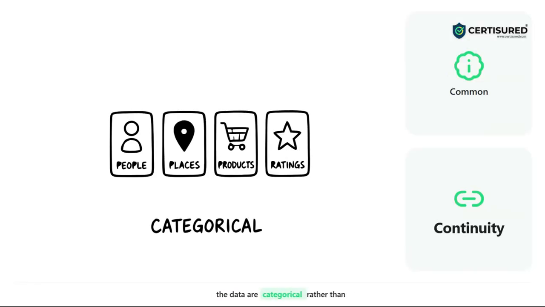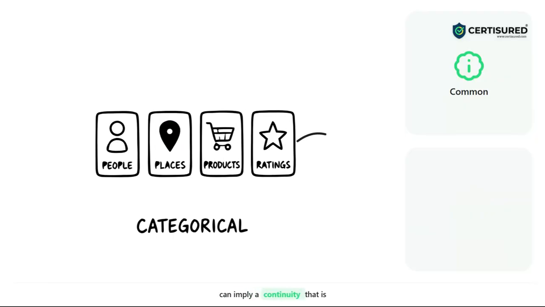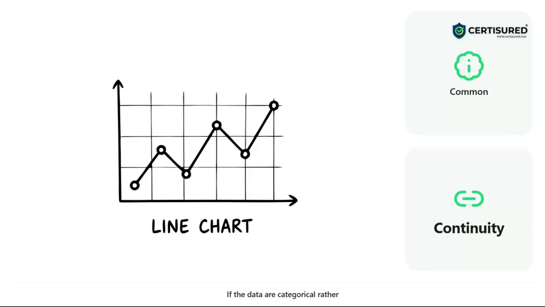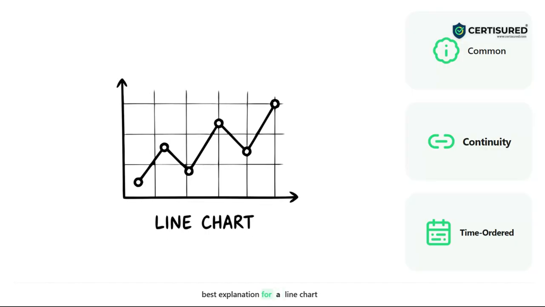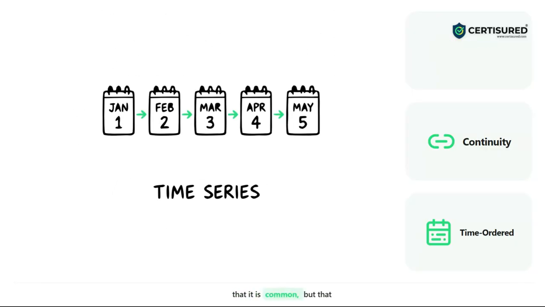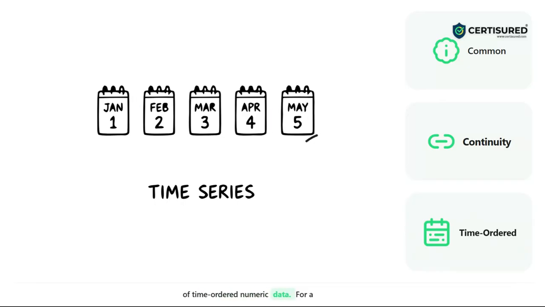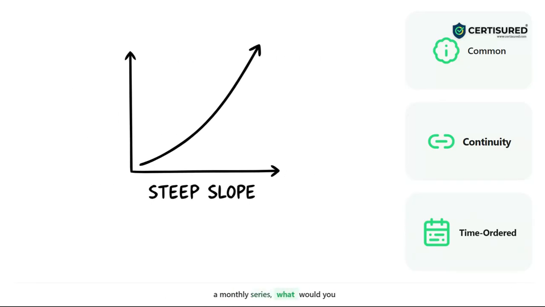If the data are categorical rather than continuous, a line can imply a continuity that is not really there. So the best explanation for a line chart is not just that it is common, but that it matches the structure of time-ordered numeric data. For a monthly series, what would you predict a steep slope is telling you?